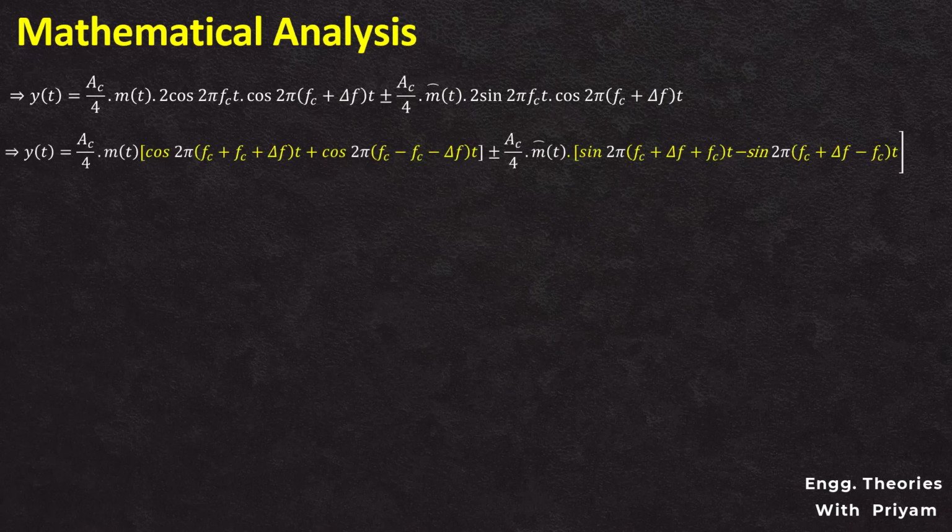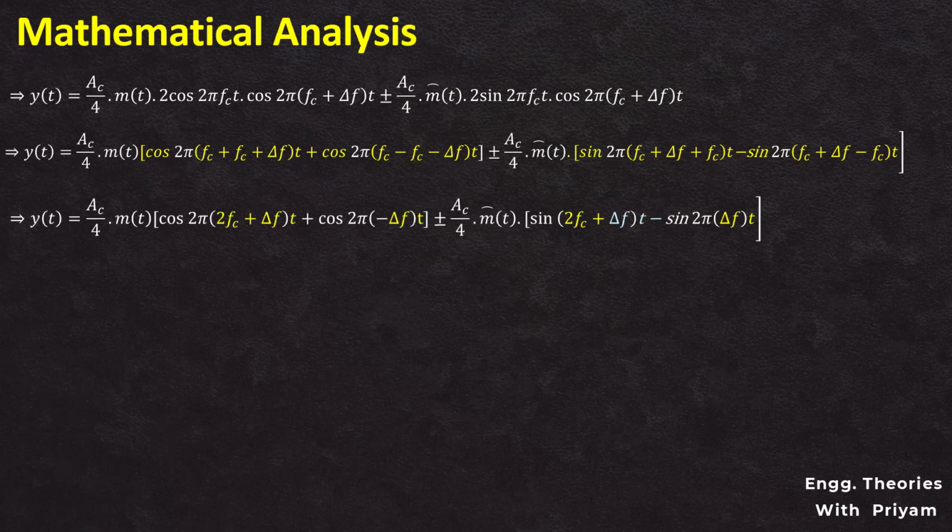y(t) is equal to Ac/4 into m(t) into [cos 2 pi (fc plus del f plus fc) t plus cos 2 pi (fc minus fc minus del f) t], plus minus Ac/4 into m cap of t [sin 2 pi (fc plus del f plus fc) t minus sin 2 pi (fc plus del f minus fc) t]. After simplification, y(t) can be written as y(t) is equal to Ac/4 into m(t) [cos 2 pi (2fc plus del f) t plus cos 2 pi (minus del f) t] plus minus Ac/4 into m cap of t [sin 2 pi (2fc plus del f) t minus sin 2 pi del f t].